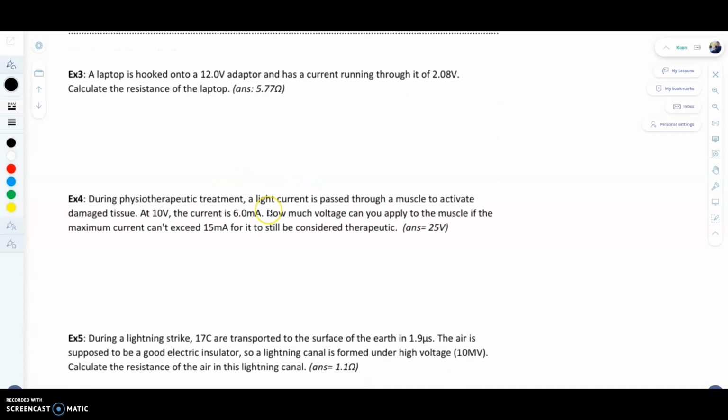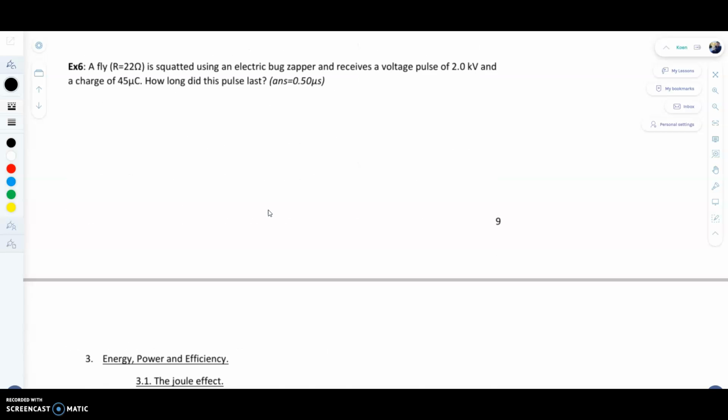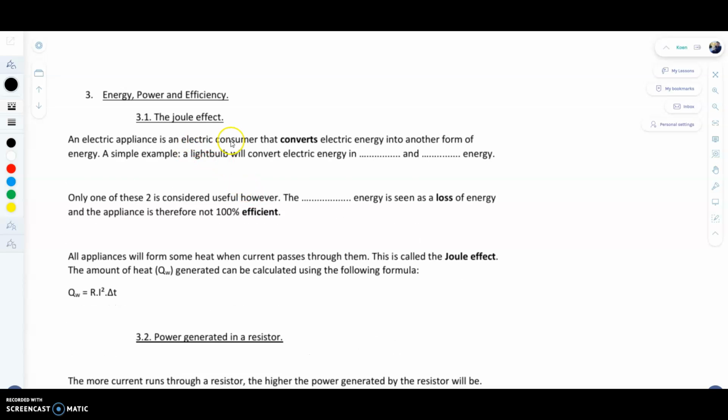Now, the next few exercises are again some that I will have you make, and you will get a feedback video on them shortly. In the next video we'll be discussing energy, power and efficiency.